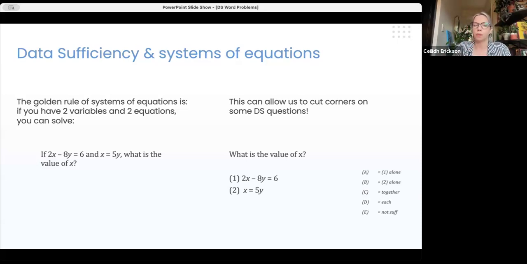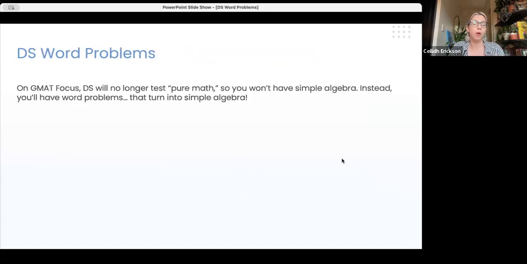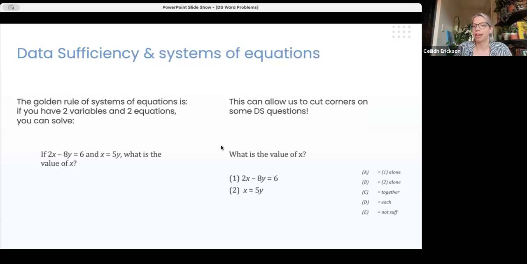But I do want to point out something important. Some of you may have started studying for the GMAT before January of this year. If you did, data sufficiency used to exist in the Quant section. Now with the move to GMAT Focus, they've moved data sufficiency from Quant to Data Insights, and they changed it ever so slightly. Most of the questions will be exactly the same, but they've just taken out the pure math, as they say, questions. So you wouldn't actually see a simple algebra question like this one.